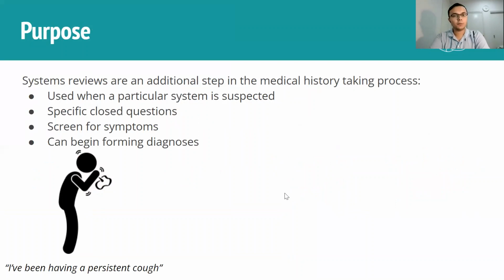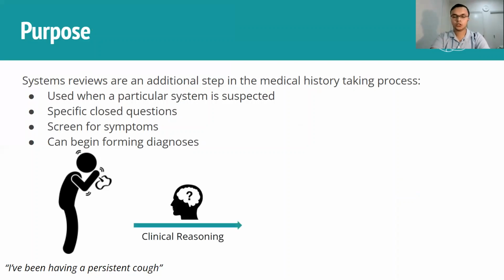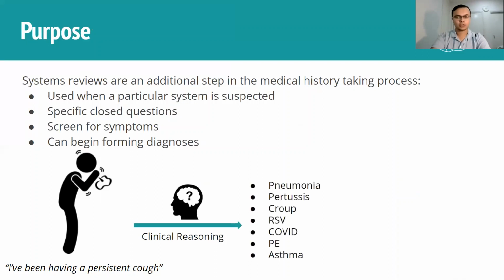So in terms of our purpose for doing systems review, just another quick reminder, the way it works is usually, again, your patient's going to come in with a particular presenting complaint. So for example, it could be a persistent cough in this case. And then you start using your clinical reasoning and thinking, what could be the cause for that? So you might think of infective causes like pneumonia, pertussis, croup, RSV, or even COVID. And then you also have other causes like a PE, so pulmonary embolism, asthma, COPD. And again, all these terms will start to make more sense later on once you start learning about these different pathologies and what they mean and what they look like on a patient.